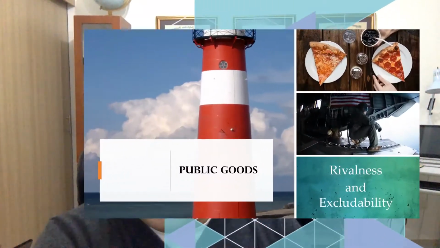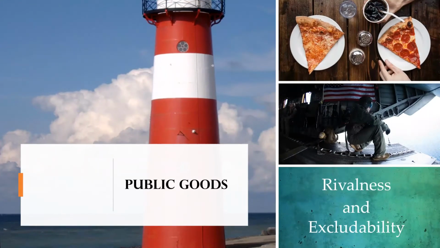So pizza is a private good, and it would be rival and excludable. But on the other hand, we look at national defense, right? Look at this gentleman here, this soldier, and you think about national defense, it's also a pure public good, but it has one exception, okay?